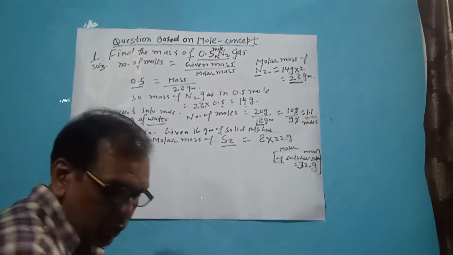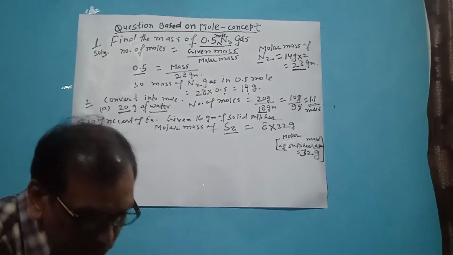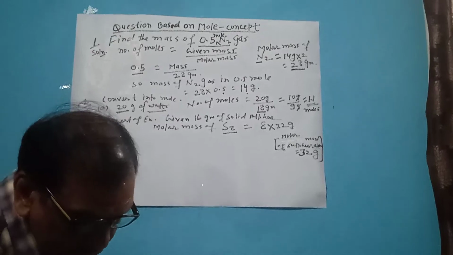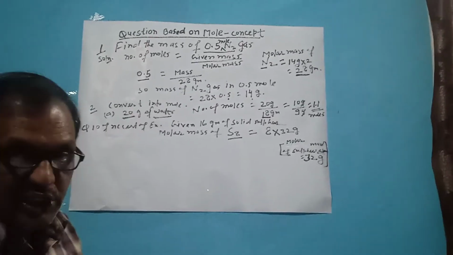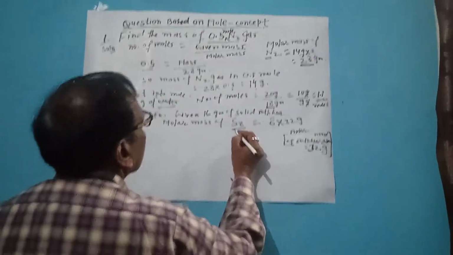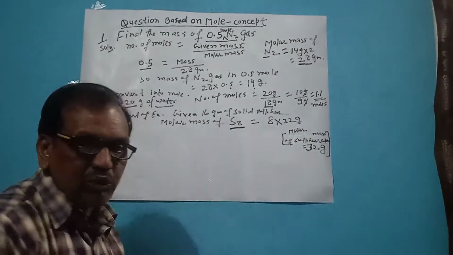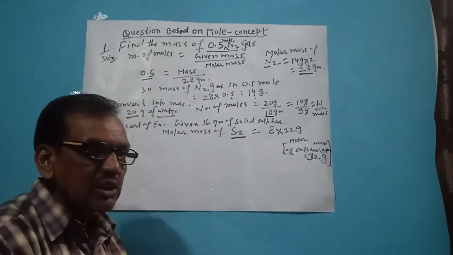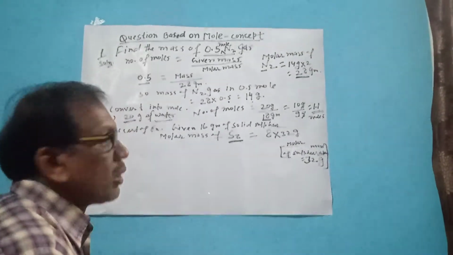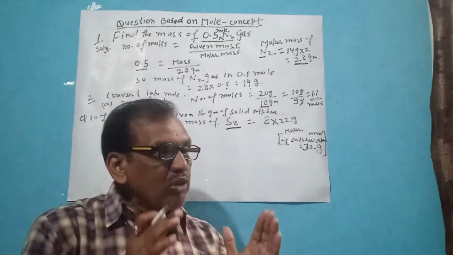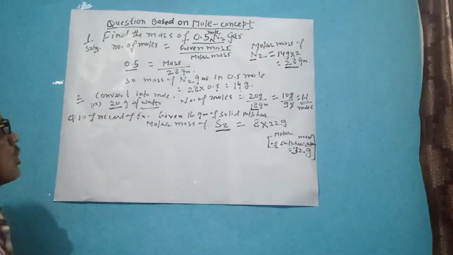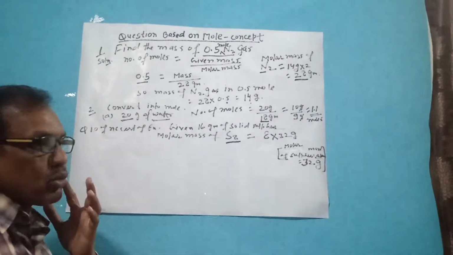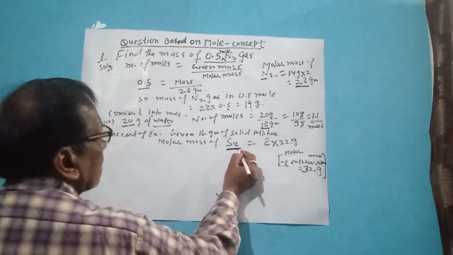Now another important question of the exercise, question number 10. Calculate the number of molecules of sulfur S8. This is the formula of the sulfur molecule. Now find the number of molecules present in 16 gram of solid sulfur. Its molecular formula is S8.